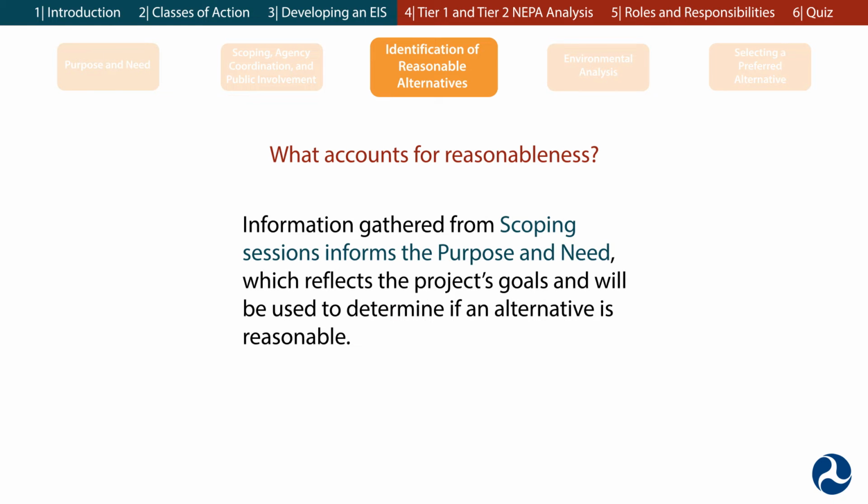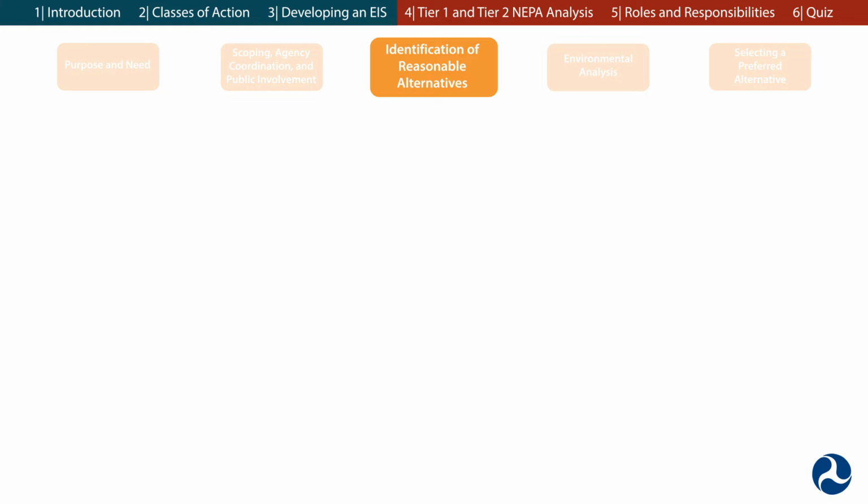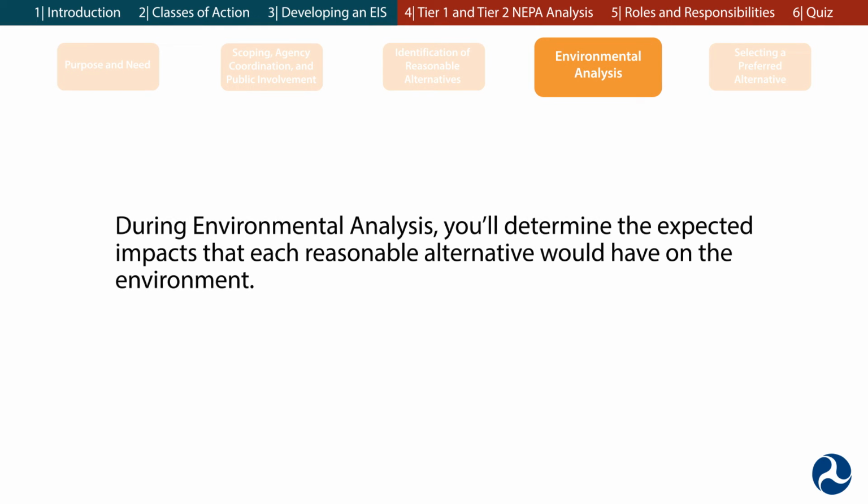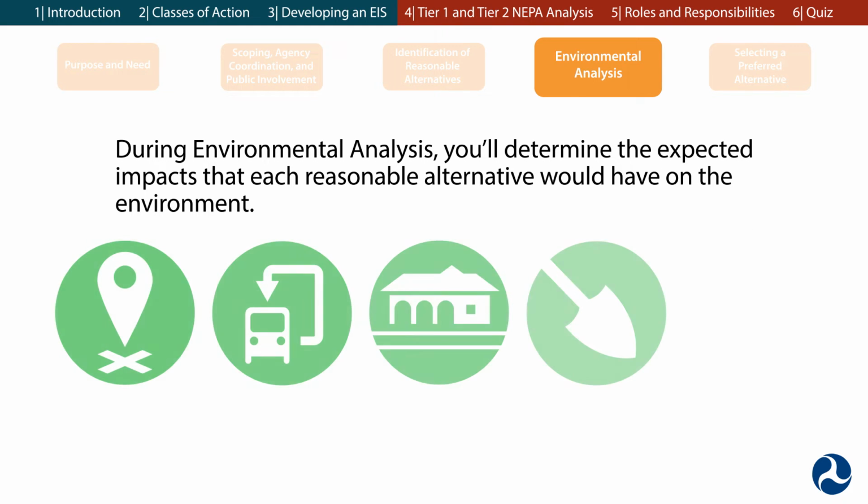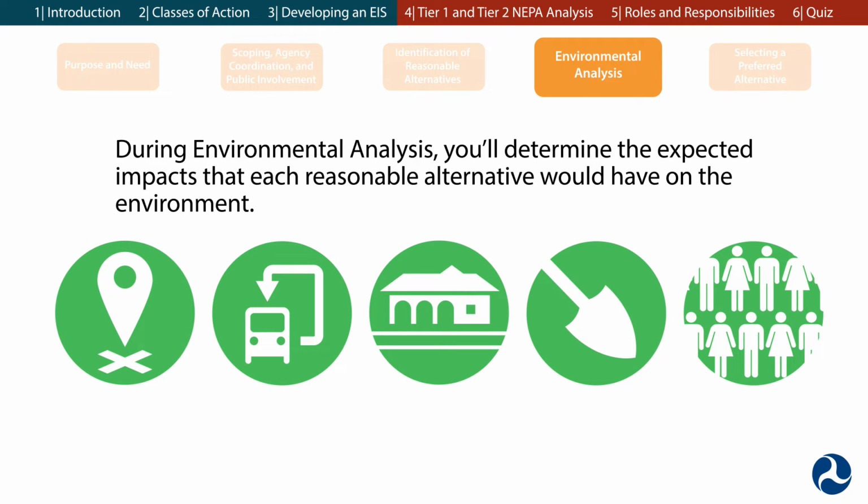Information gathered from scoping sessions informs the purpose and need, which reflects the project's goals and will be used to determine if an alternative is reasonable. All reasonable alternatives advance to the next step, environmental analysis. During environmental analysis, you'll determine the expected impacts that each reasonable alternative would have on the environment. The number of alternatives to be analyzed depends on the complexity of your project.